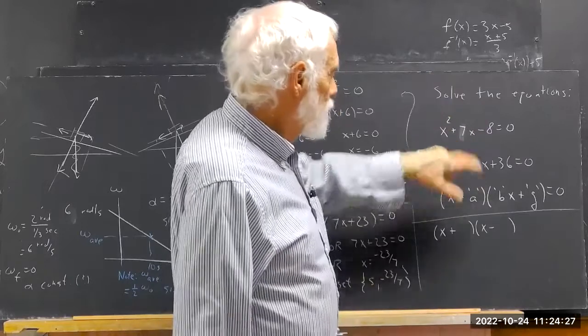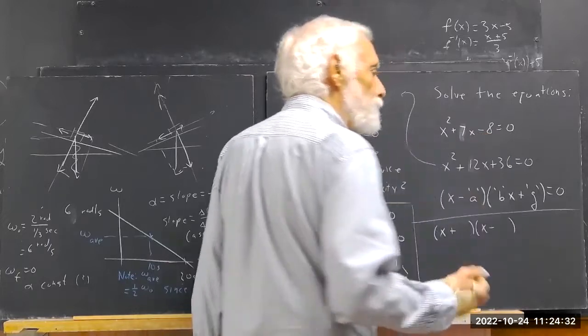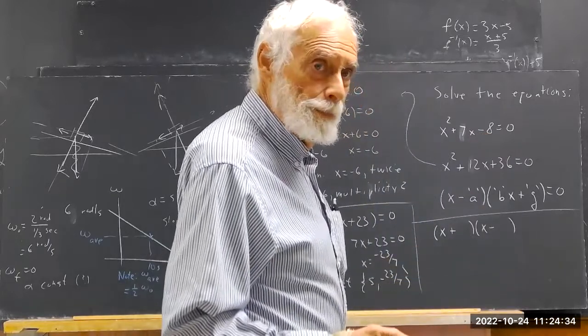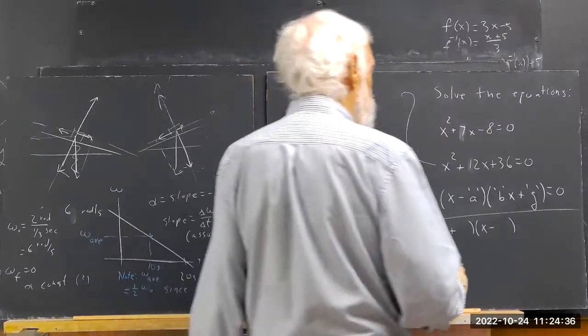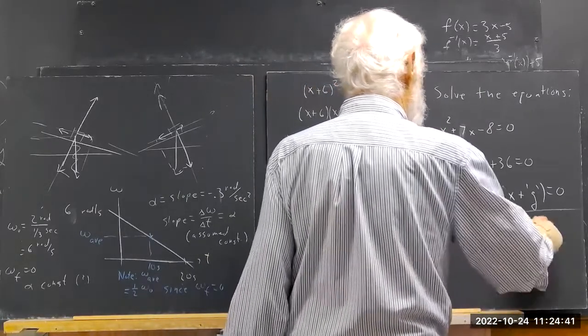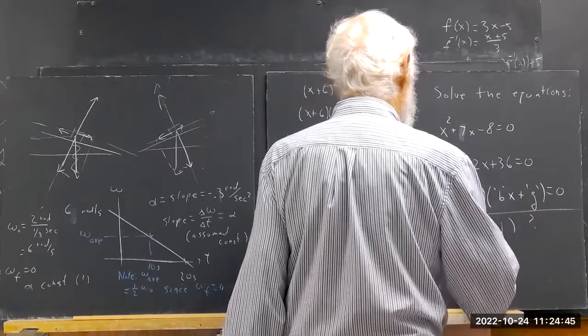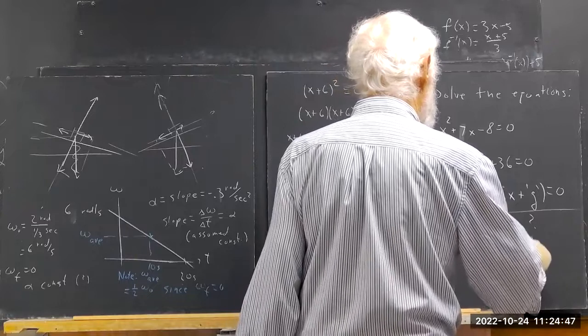Okay, well, again, what are our choices? We got a minus 8 here. We're going to factor this over the integers. Okay, it could be x plus 8 times x minus 1, maybe, or x plus 4 times x minus 2.